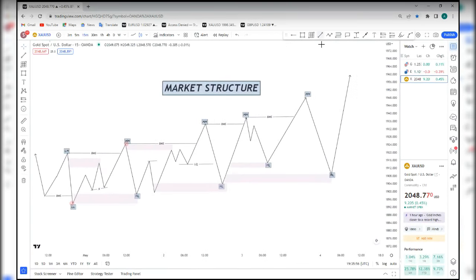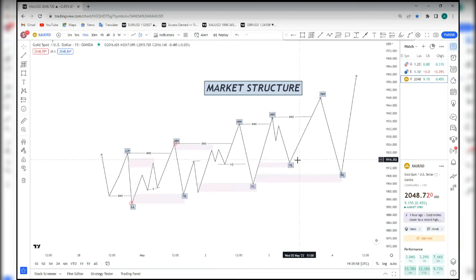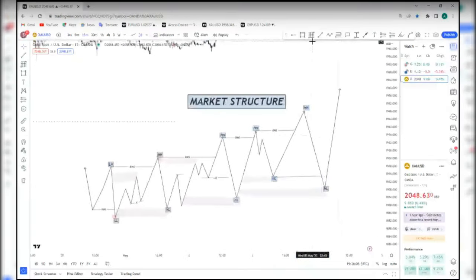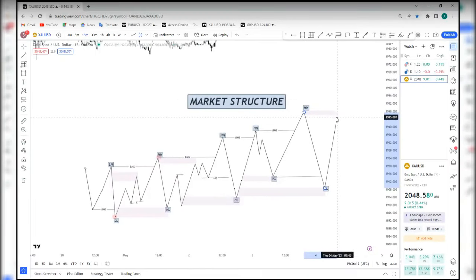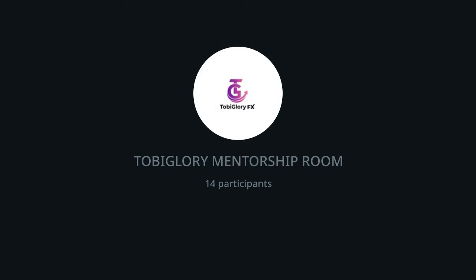And now, once price broke this place, there are some traders that will be looking for a sell here. No, that's not how to trade. They'll be looking for a sell here. Then price is going to give them the reaction.